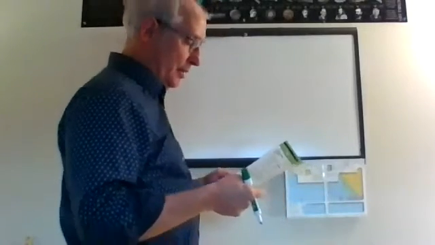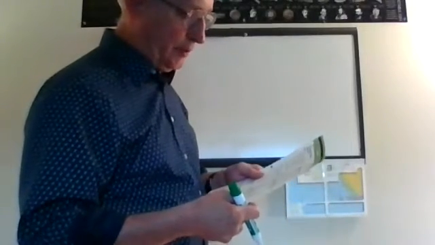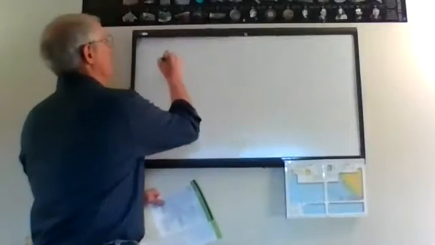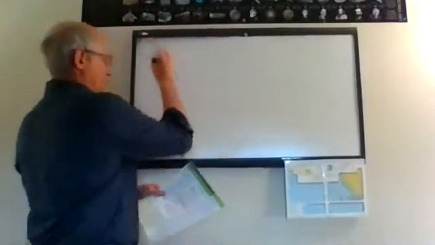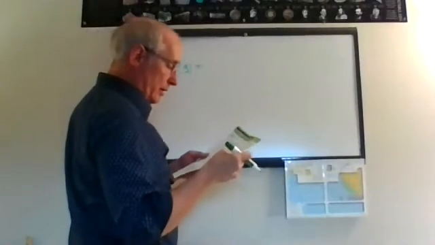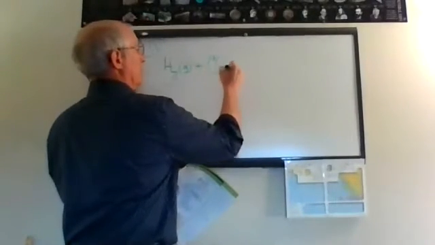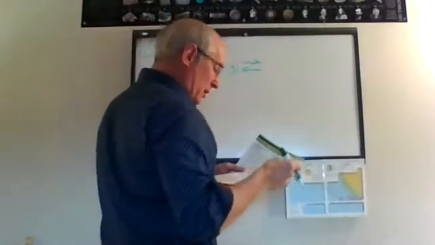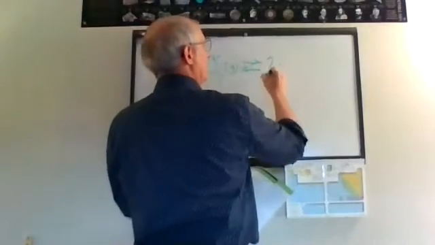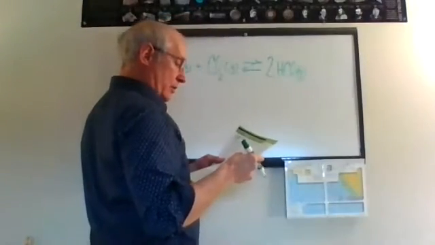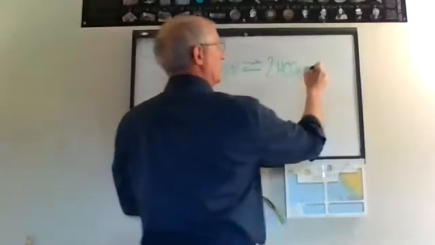Number 11, predict the effect of each of the following on the indicated equilibrium system in terms of the direction, forward, reverse, or neither. Which way will it drive? So we got hydrogen gas, number 11. It's a gas, and we're combining it with chlorine gas. And we're making hydrogen chloride gas. And we're releasing 184 kilojoules of energy.